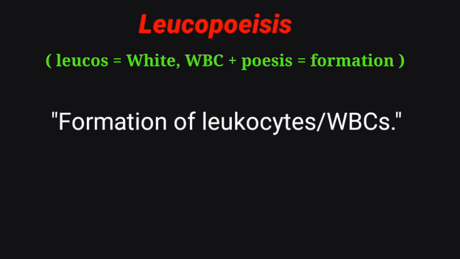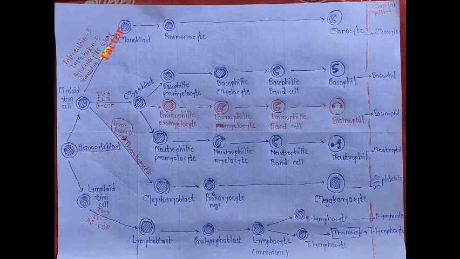Leucopoiesis. The word consists of leukos, which means white, and poiesis, which means formation of leukocytes or WBCs. This process starts with a stem cell called hemocytoblast. Hemocytoblast is a continuously dividing cell. It gives two different types of cell, myeloid stem cell and lymphoid stem cell.